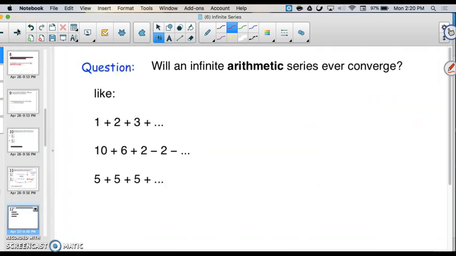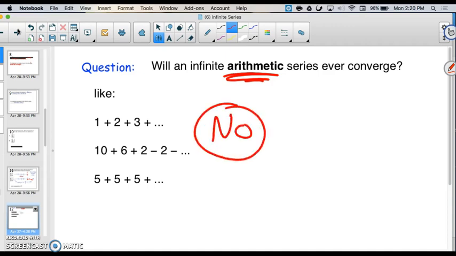How about, will an infinite arithmetic series ever converge? So arithmetic means we're adding the same thing every time. So if we keep adding the same thing every time, that's never going to converge. It's going to keep getting bigger. So you will never get close to 0.